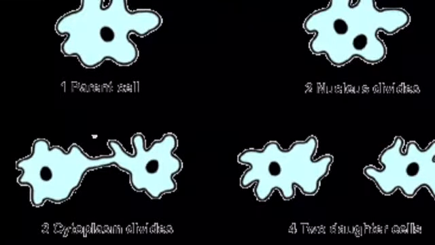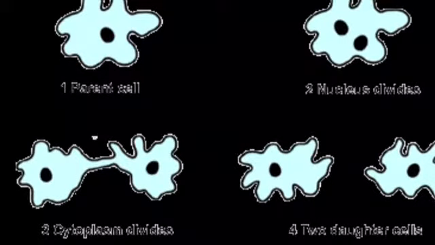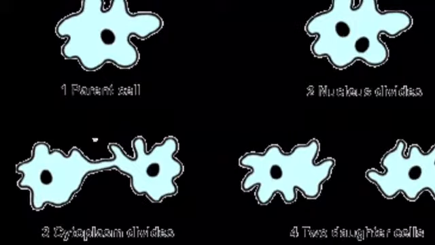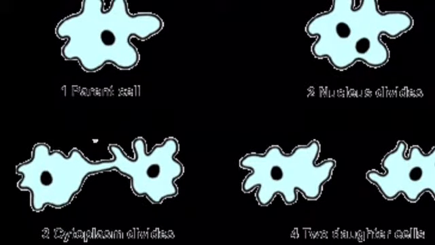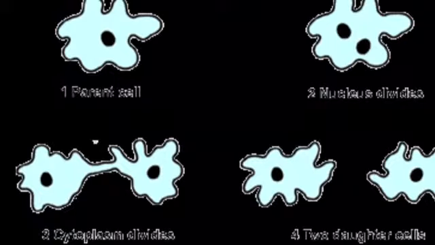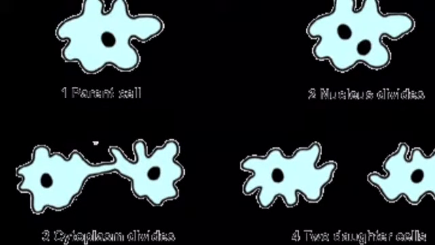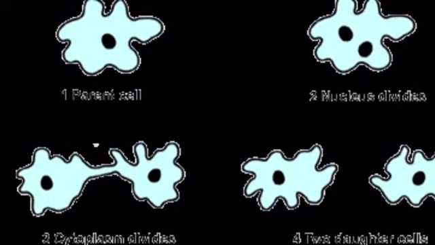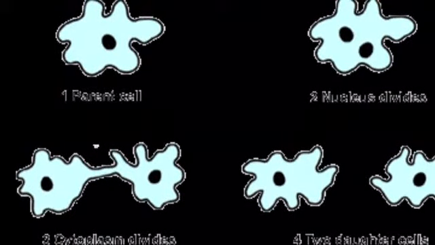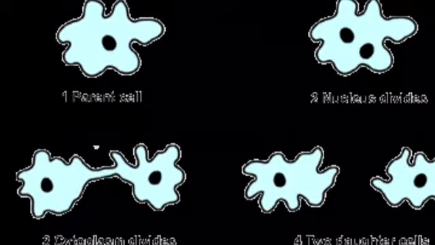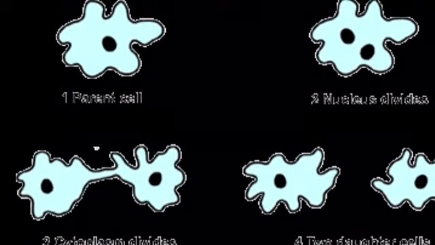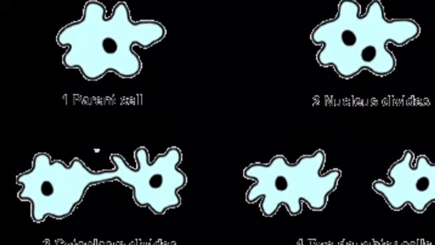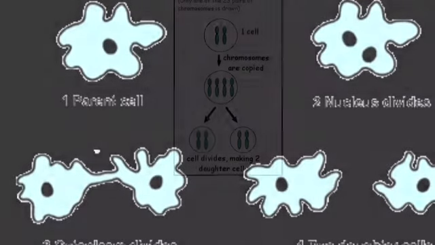Okay, so what we have here is number 1 is a parent cell, which is a single cell with one nucleus on its own. And then number 2 is a cell with two separate nuclei, and obviously it's in the process of dividing. And number 3 is the cytoplasm is dividing, so it's becoming two separate cells. And then with number 4 you've got two separate daughter cells, two cells that have their own nucleus, their own cytoplasm, their own organelles, their own chromosomes.